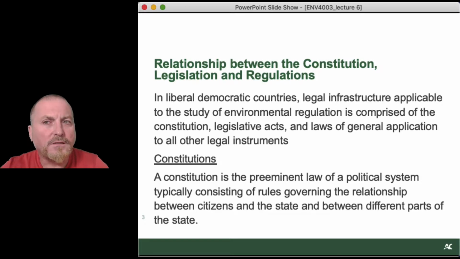Now, a constitution, we all know, is the preeminent law of a political system. It typically consists of rules governing the relationship between citizens and the state and between different parts of the state when you're dealing with a federal state, which Canada is. When you're dealing with a unitary state, the Constitution might address other aspects of division of powers between legal entities or state components. But in our case, the major division of power occurs between the federal government and the provincial government.